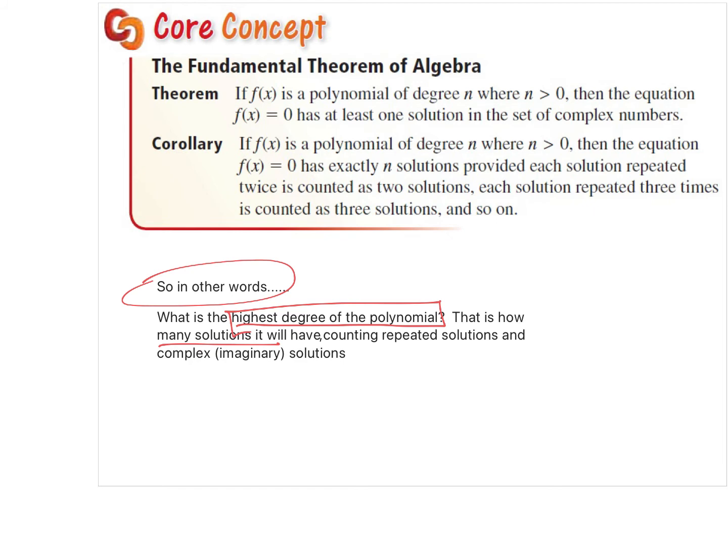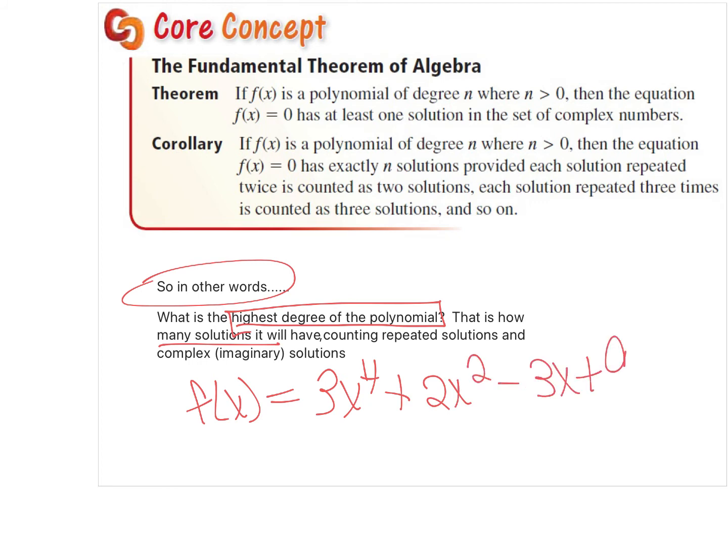So for instance, if we had f of x equals 3x to the fourth plus 2x squared minus 3x plus 9, something like that. My highest exponent in standard form is 4, so there would be 4 solutions, either real and/or imaginary.